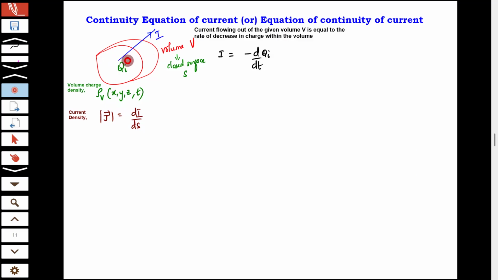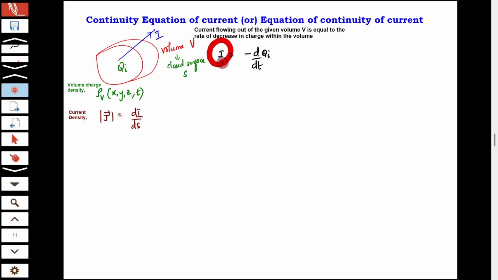Suppose there are 10 coulombs of charge, and one coulomb after the other, the 10 coulombs of charge move out. Then the charge concentration inside will start to reduce. So we can write this current in terms of the charge inside as the rate of decrease of Qi. I mention the rate of decrease because when the current flows, the charge concentration inside the volume will reduce as it flows outside. That is indicated by this negative sign. The rate of decrease of charge inside is given by this current I.